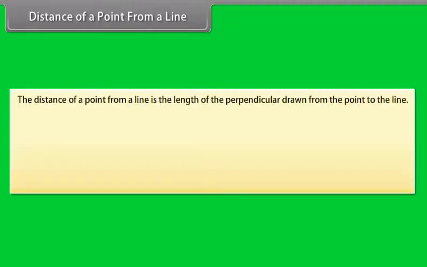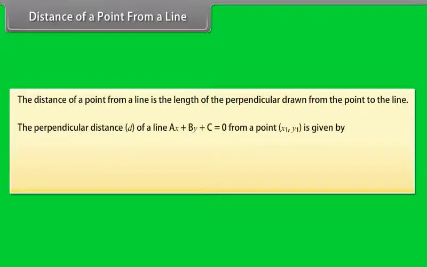Distance of a point from a line. The distance of a point from a line is the length of the perpendicular drawn from the point to the line. The perpendicular distance d of a line ax + by + c = 0 from a point (x1, y1) is given by d = |ax1 + by1 + c| / square root of (a² + b²).